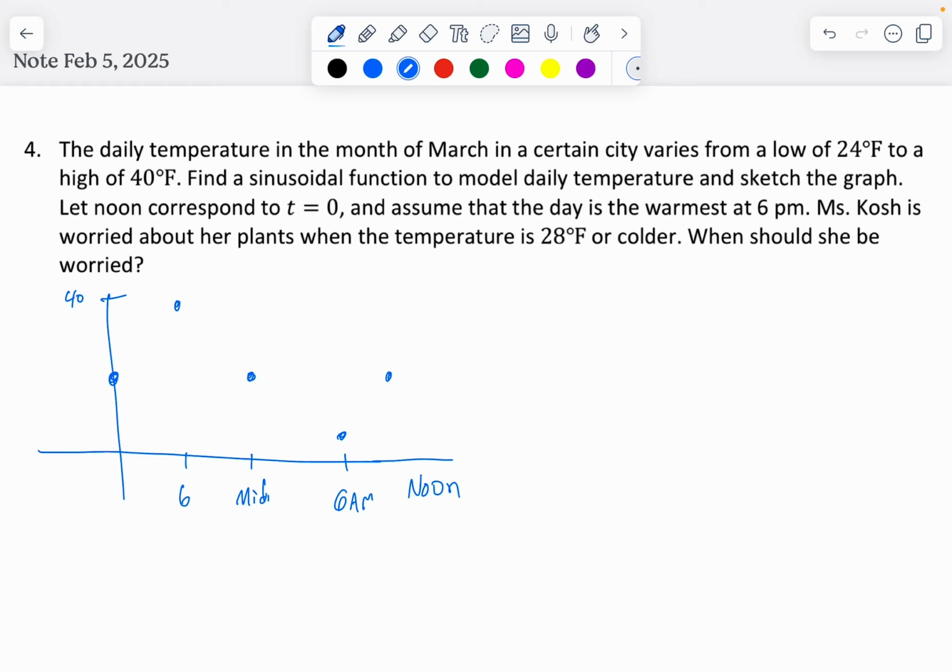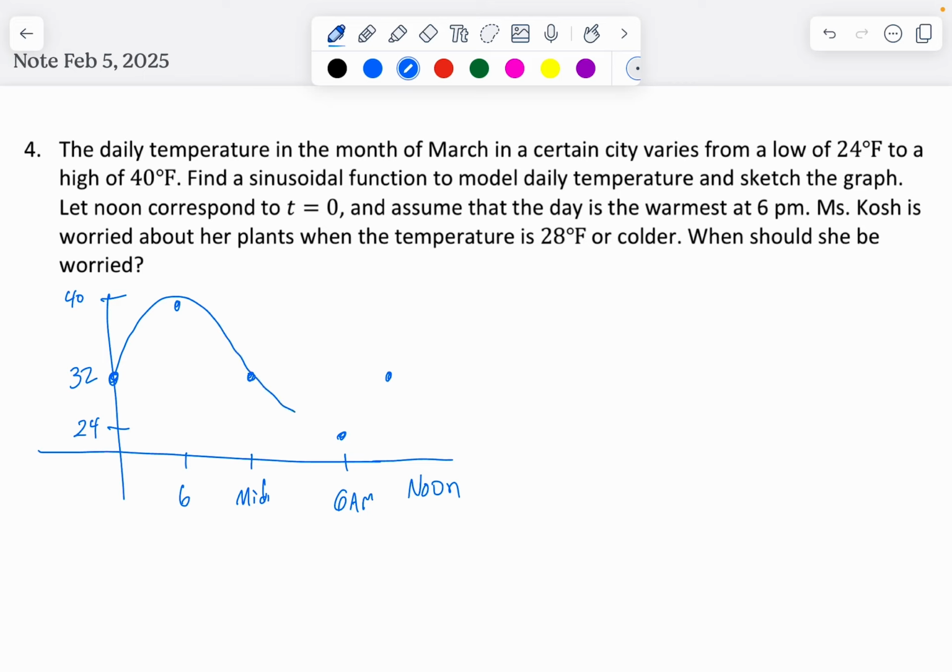Okay, so it's a high of 40. It's a low of 24. And then, oh, that's not the low. The low would be down here somewhere, so figure not drawn to scale. Halfway between those, that's a total distance of 16, so 8 units away, so this would be 32, right? 24 plus 8 is 32, 32 plus 8 is 40. Figure not drawn to scale, so sorry.